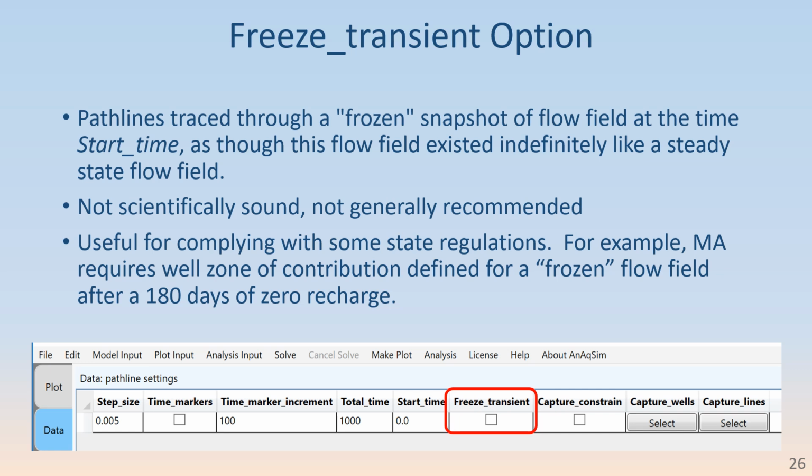And the second bullet item there, I'm saying it's not scientifically sound, and I don't generally recommend it. The only reason I built it in was at the request of a user, because in Massachusetts, they require defining a well zone of contribution using a frozen flow field after 180 days of zero recharge, as though that flow field would persist forever. And it's kind of faulty logic, but yeah, there you have it.